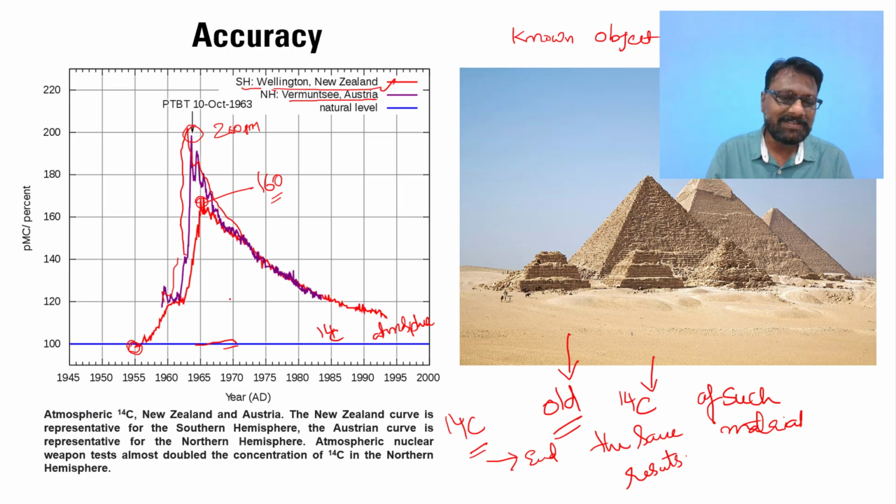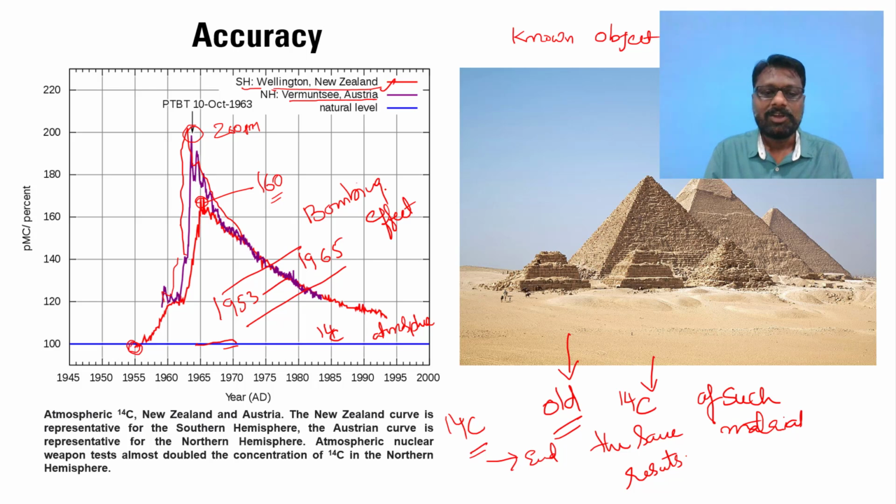This massive increase between 1953 and 1965 is mainly because of what we call the bombing effect. We call it the bombing effect. In this, most of the countries started using nuclear weapons tests. So these nuclear weapons tests have eventually increased the concentration of radioactive carbon.